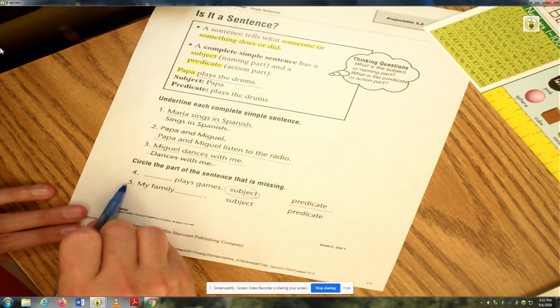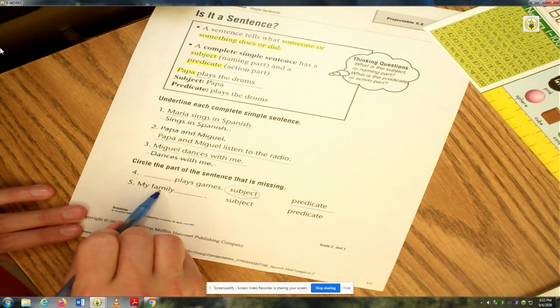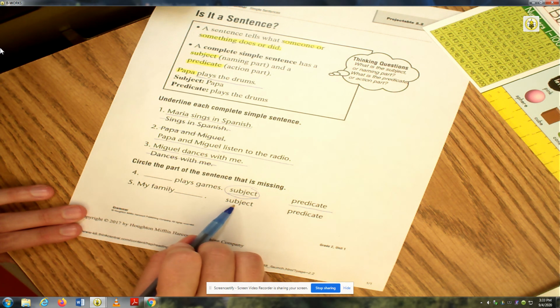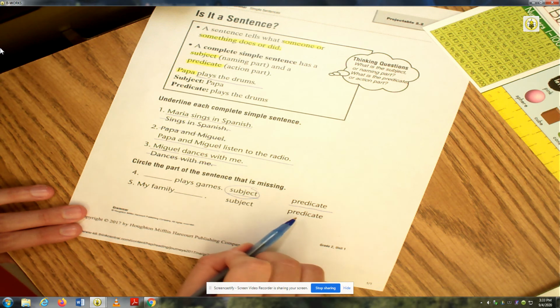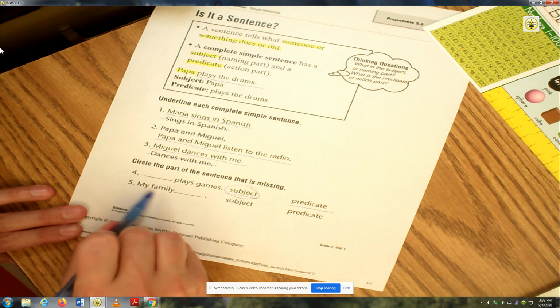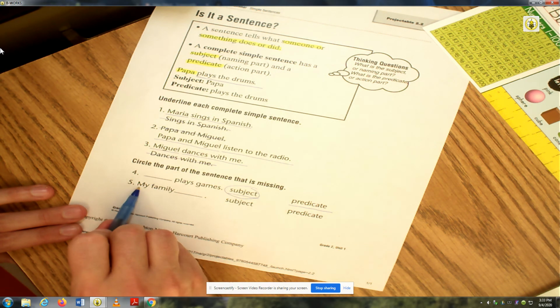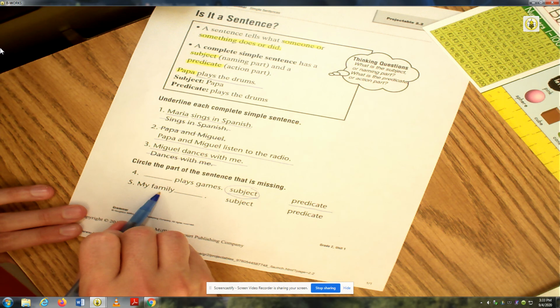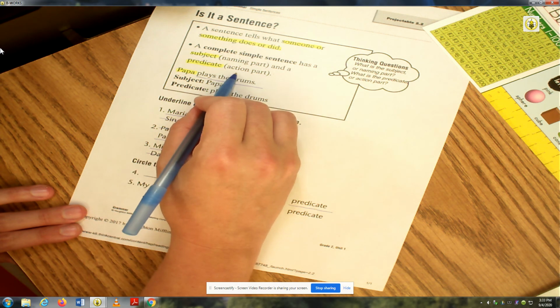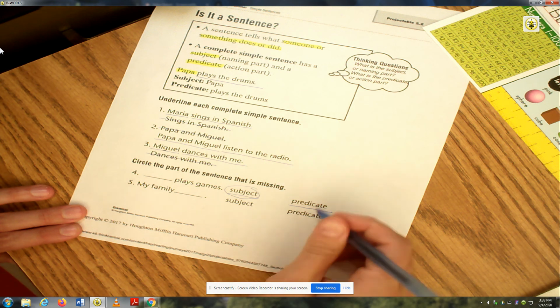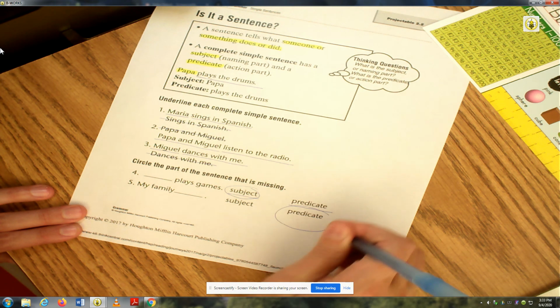Let's look at this last one. My family blank. Is this sentence missing the subject or the predicate? Well, let's look at it. Does it have the naming part? It does. This sentence is about my family. Does it have an action part to tell us what the family is doing? It doesn't. This sentence is missing the predicate.